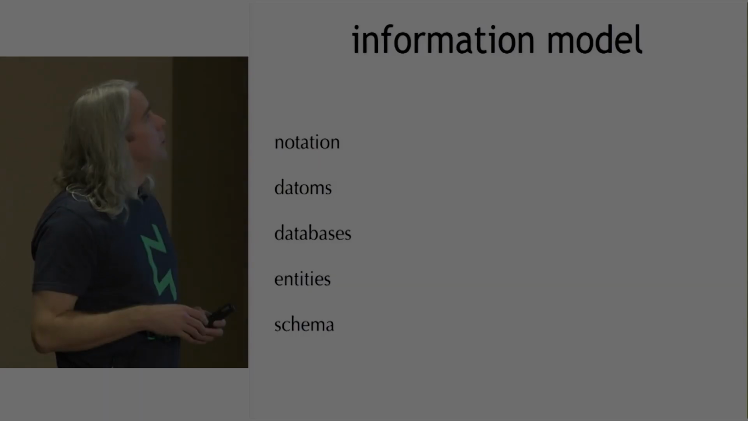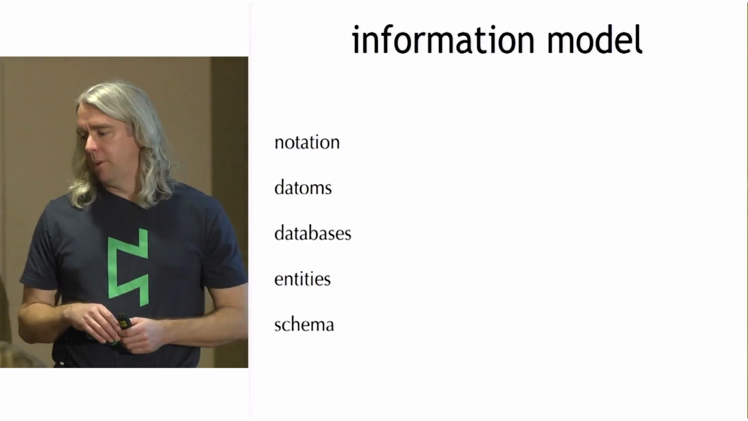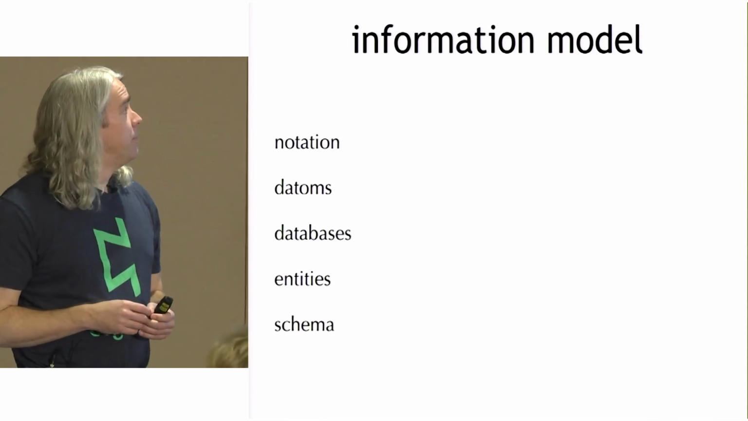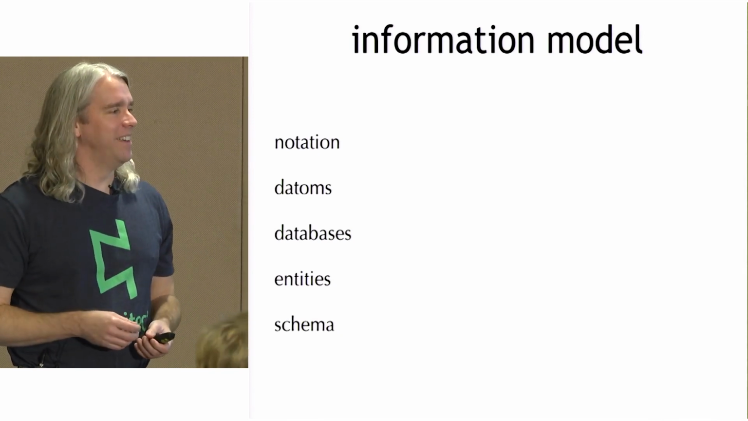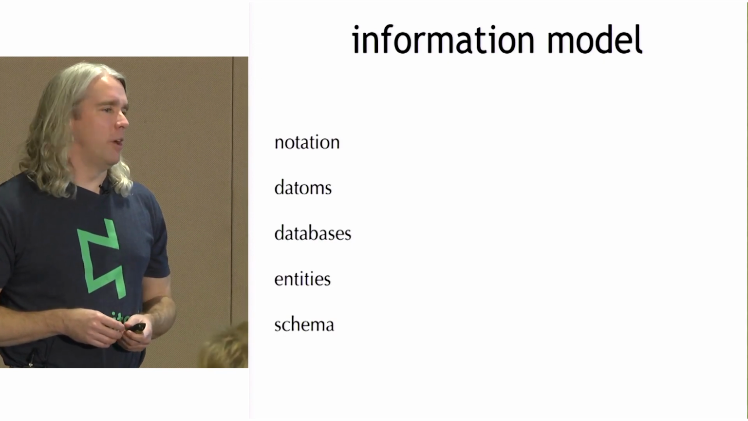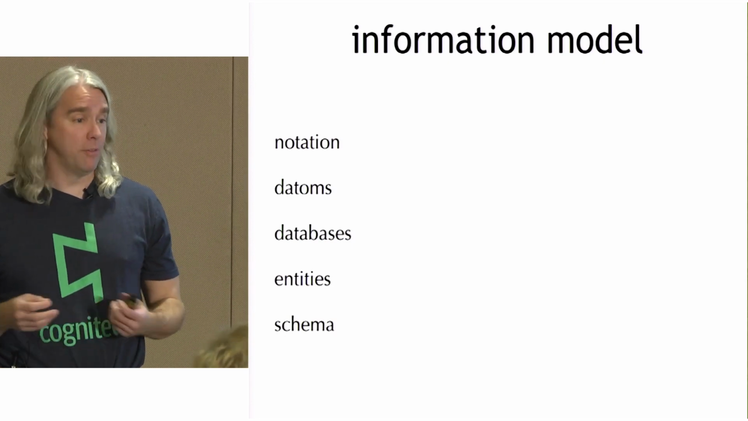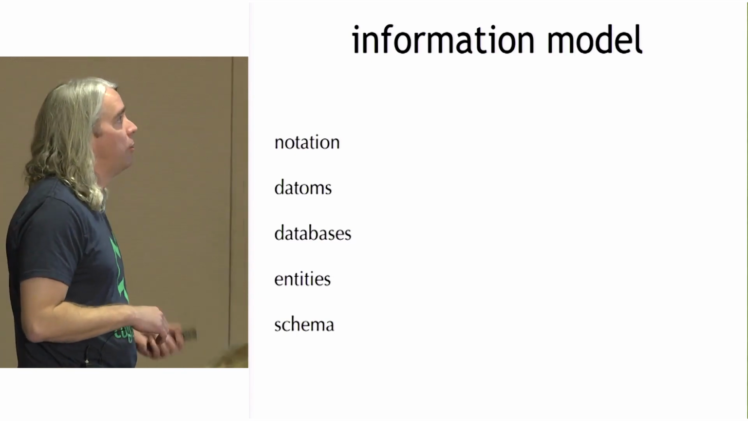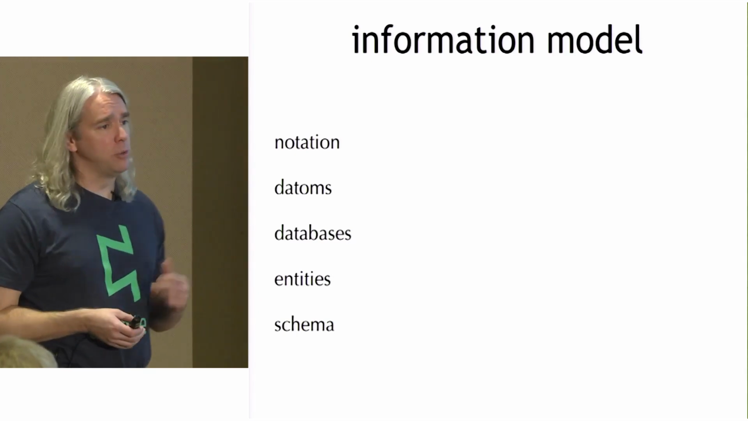Welcome back. We are going to talk now about Datomic's information model. The information model of a database controls how you think. And so this is ground zero for planning how to put information into a system and what kinds of things you're going to be able to ask of the system once you put information in. We're going to talk about notation.